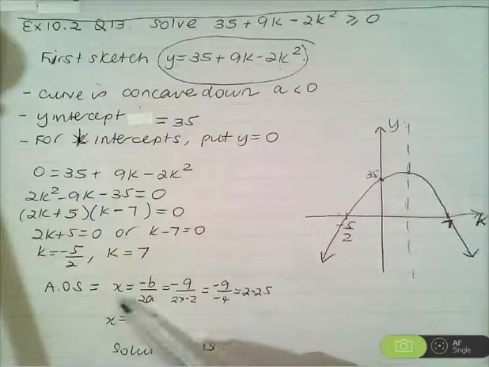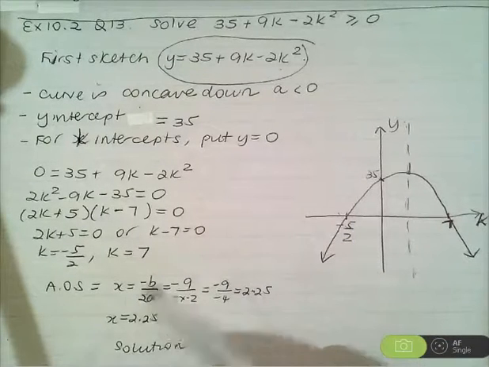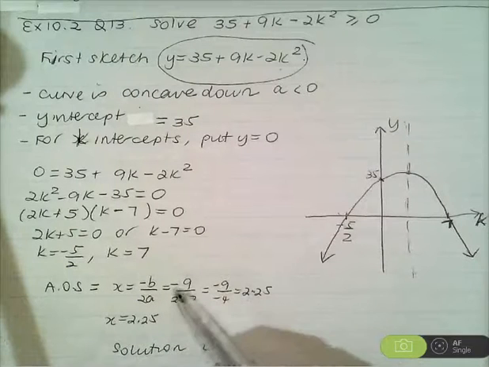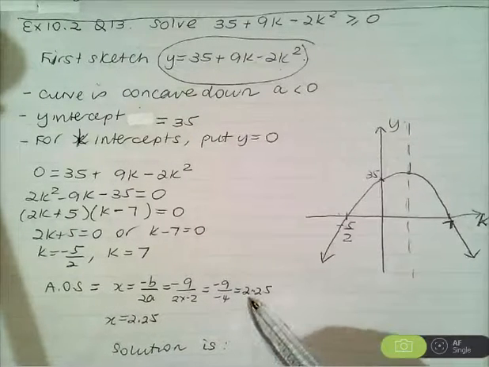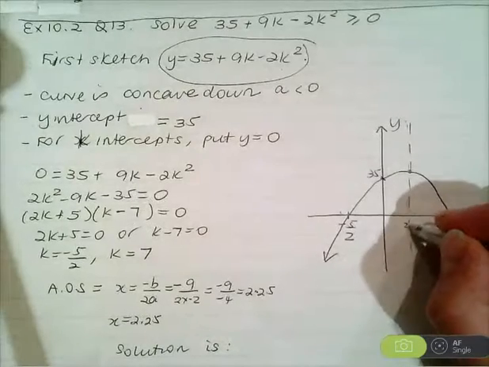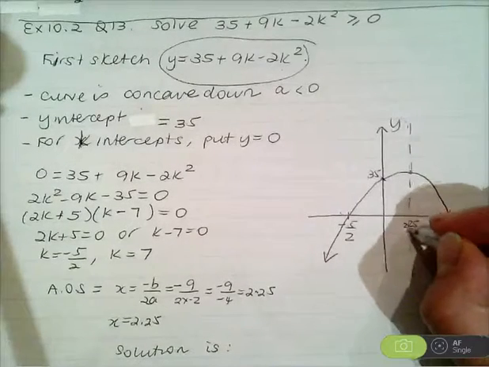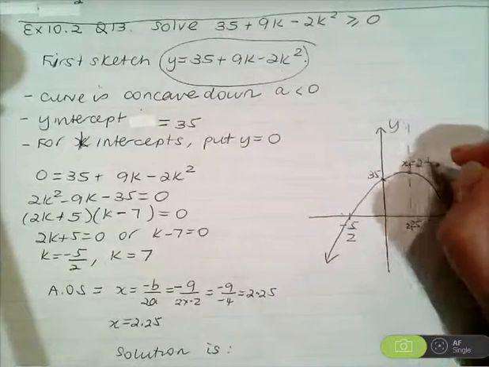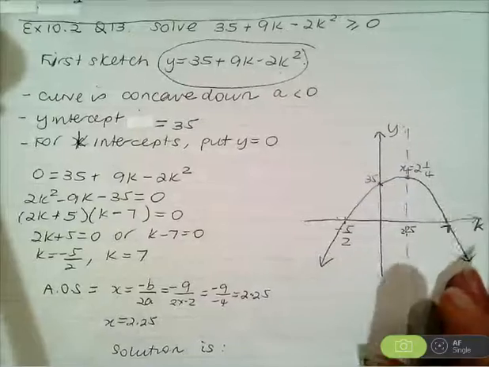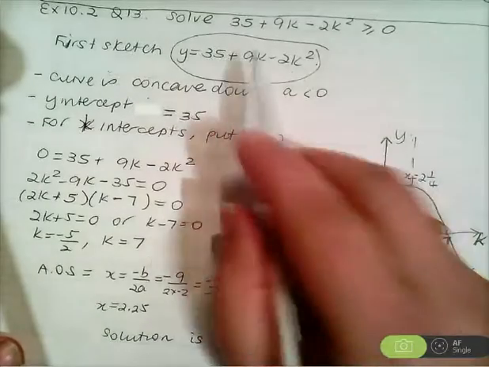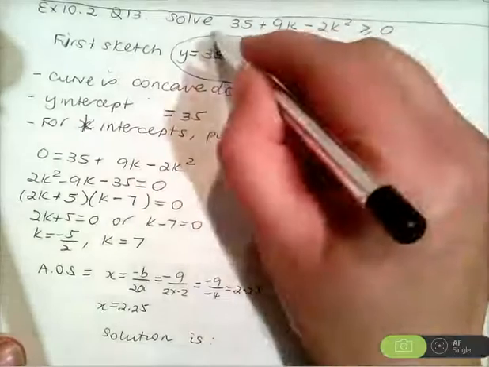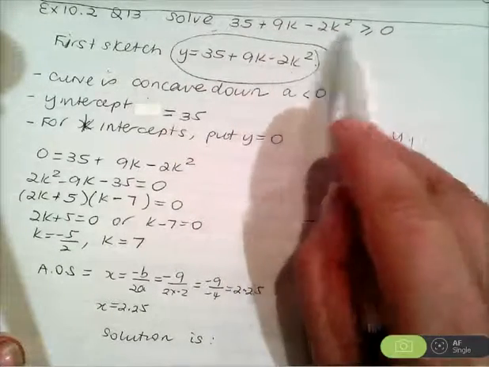Or you can use the formula for the axis of symmetry, which is x equals negative b on 2a, and you get negative 9 over negative 4, which is positive 2.25. So this is the axis of symmetry. X is 2 1/4.